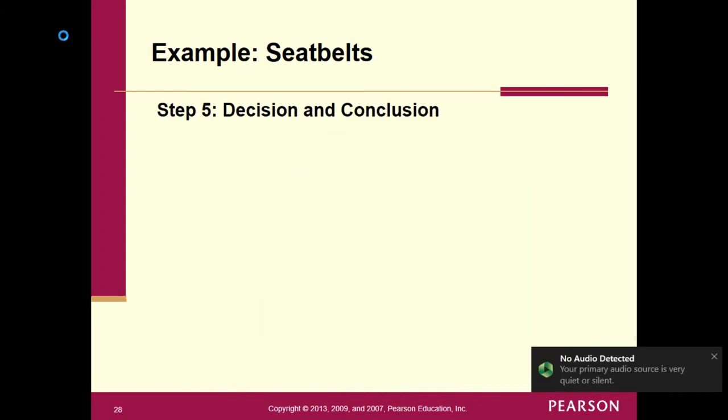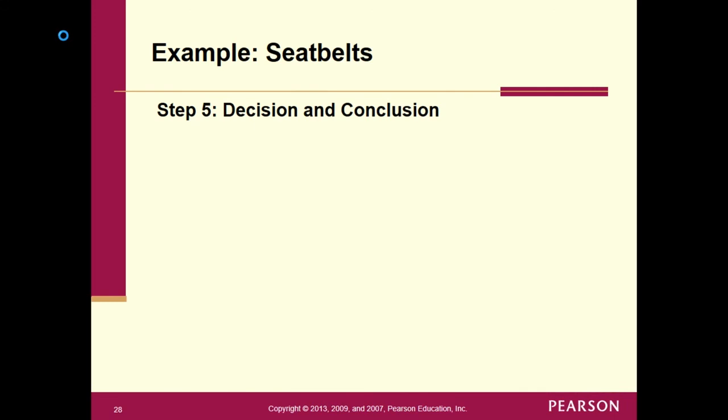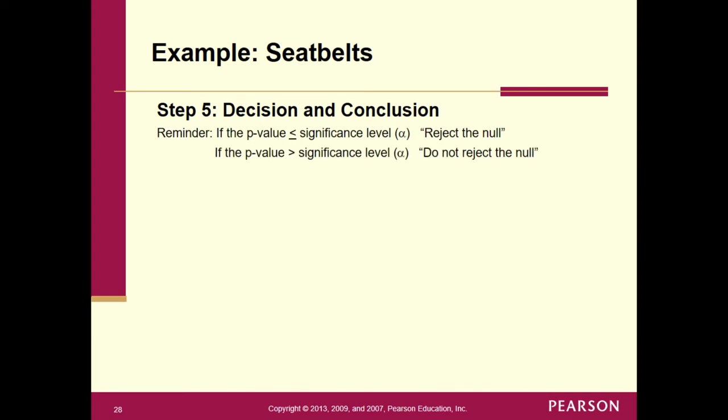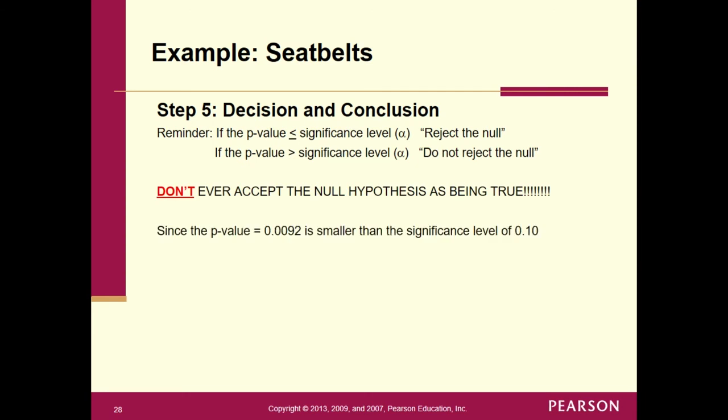All right, so let's go to step 5, which is our conclusion. I have to get the presentation to catch up. So reminder, I keep on reminding you of this because this is important: if the p-value is less than alpha, we reject. Do not reject if it's greater. Don't ever accept the null as being true. The p-value is pretty small, 0.0092.